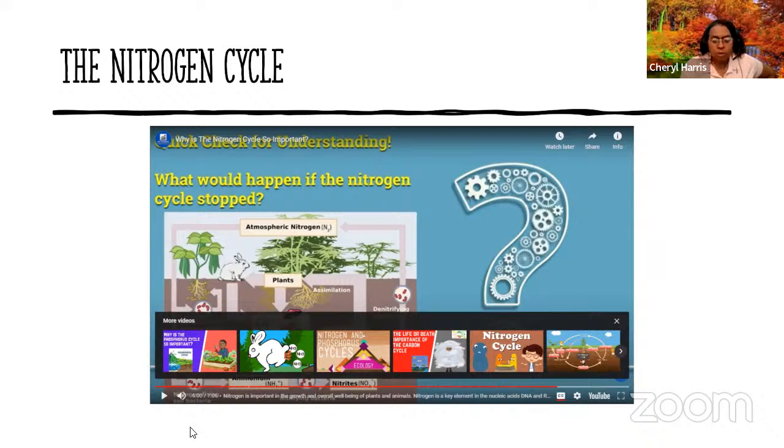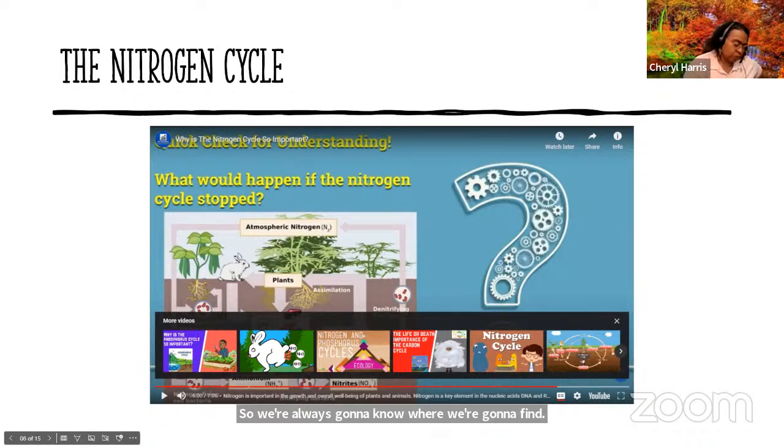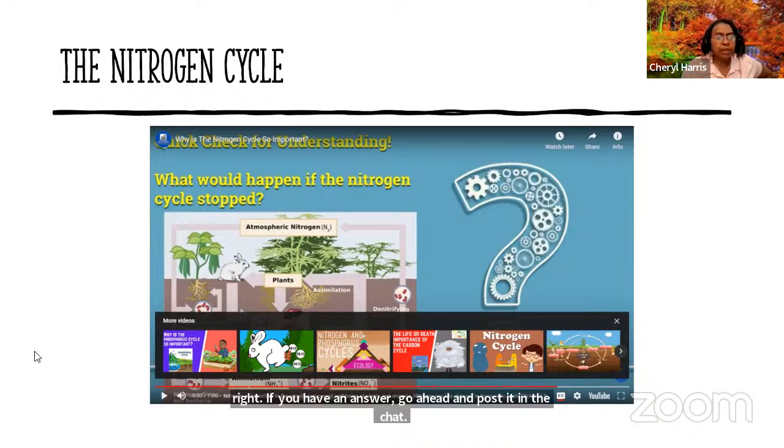So we're always going to know where we're going to find these things. What is the reserve? Where is it stored in our ecosystem? All right, if you have an answer, go ahead and post it in the chat. What was the second one? Nitrogen reserve. So the 3 places where nitrogen is reserved.